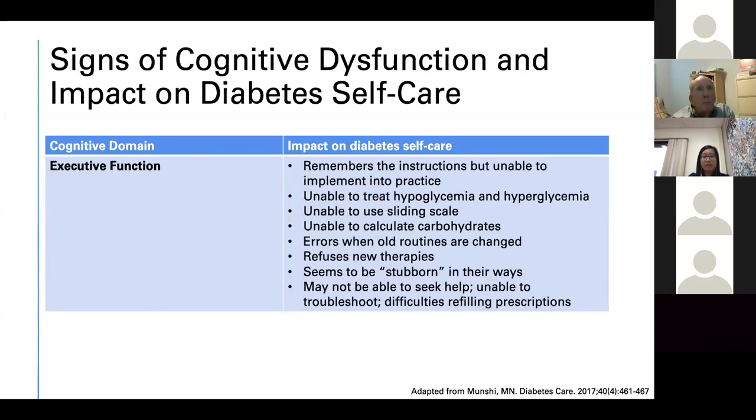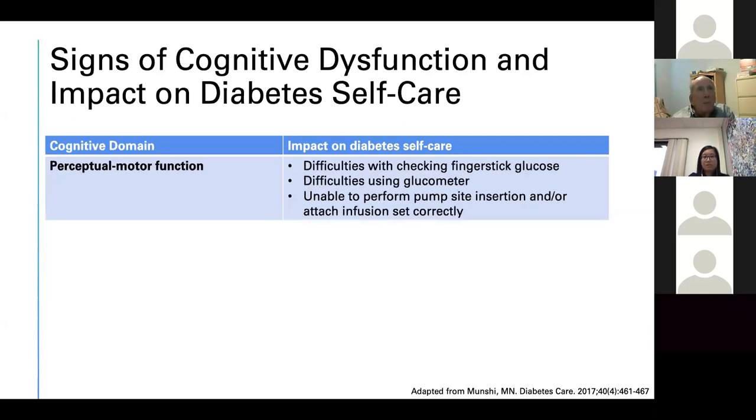In terms of executive function, these patients present as remembering the instructions but unable to implement them into practice. They're not able to treat hypoglycemia and hyperglycemia. They're not able to use a sliding scale. They may not be able to calculate carbohydrates. They often make errors when their old routines are changed, and they may refuse new therapies and seem stubborn in their ways. These patients often are not able to seek help or troubleshoot, and they may have difficulty refilling their prescriptions.